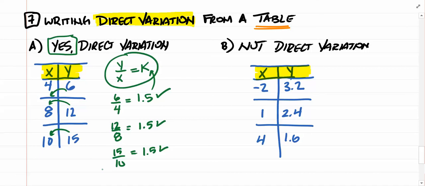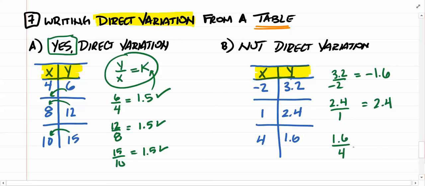Now take a look at table B. You're going to see that this is not going to work out for us. If I take 3.2 and divide it by -2, I would get a value of -1.6. But if I take 2.4 and divide it by a value of 1, I would get a value of 2.4. And then just to be thorough, if I took 1.6 and divided it by 4, I would get a value of 0.4. So because none of these match, it does not represent direct variation.